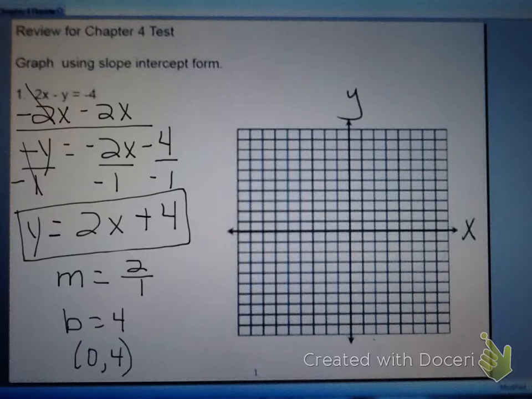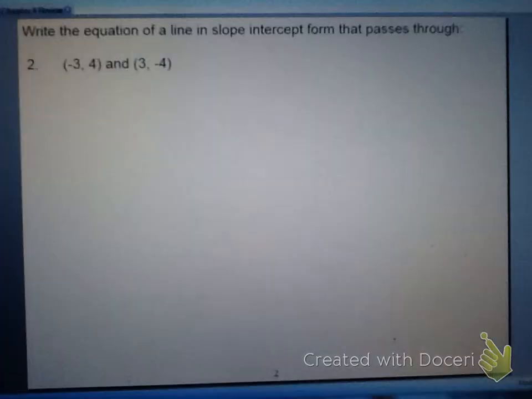Plot 0, 4. Make sure you have the x and y axis labeled, but if they're not, you need to do so. My rise, I'm going to go up 2 over 1. Do it again, up 2 over 1. Or I can go down 2 and backwards 1. So there is the line. Notice the graph is going upward, and the slope is also positive. Upward means it's a positive slope.